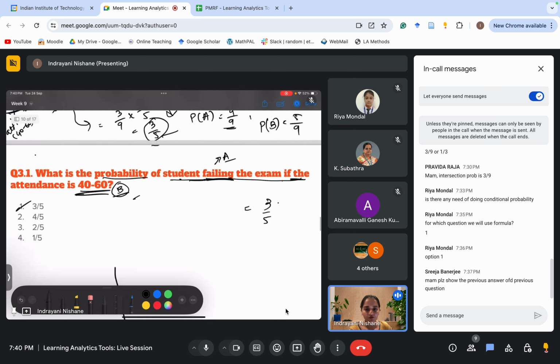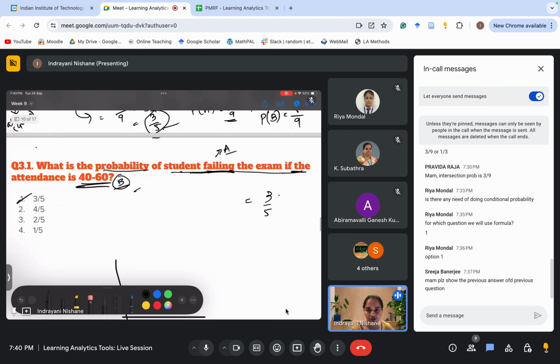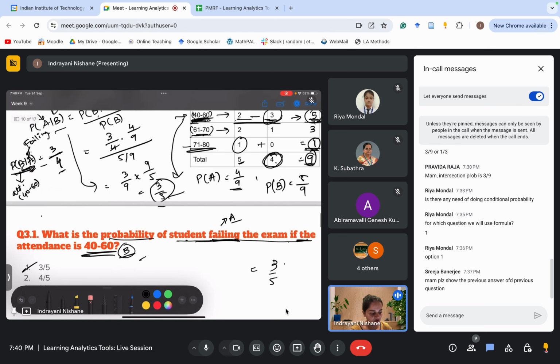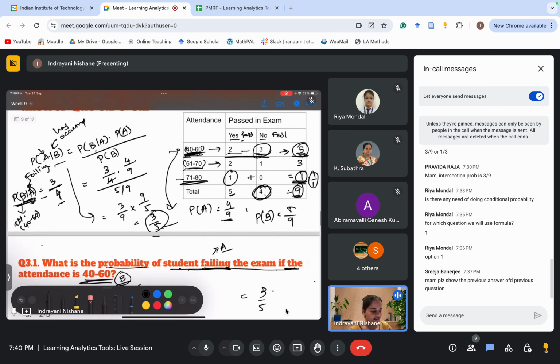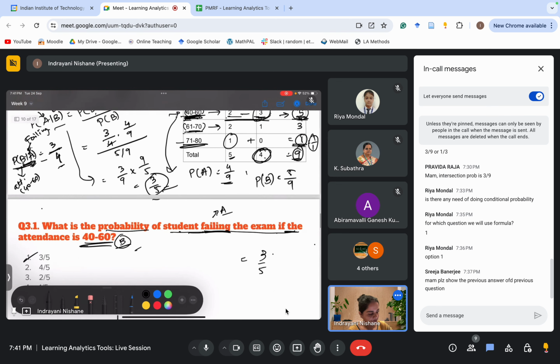In the same way we did the previous question also, Shrija. How many students have probability between 40 to 60? Total 5 students. Out of them, how many have failed? 3 students. So the answer is 3 by 5. And this is the formula which we have used, but there is no need to apply this formula. You can actually do this by looking at the frequency table.